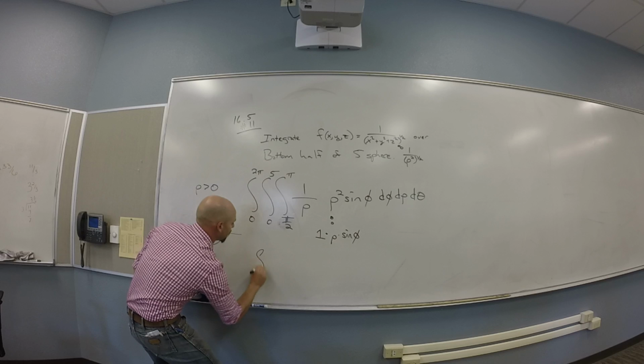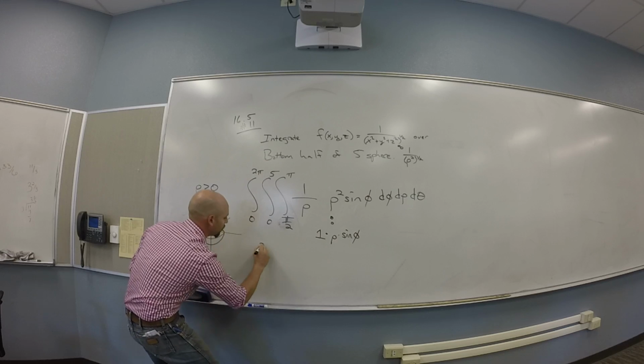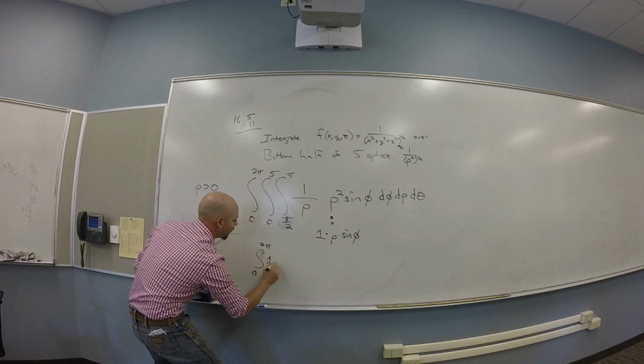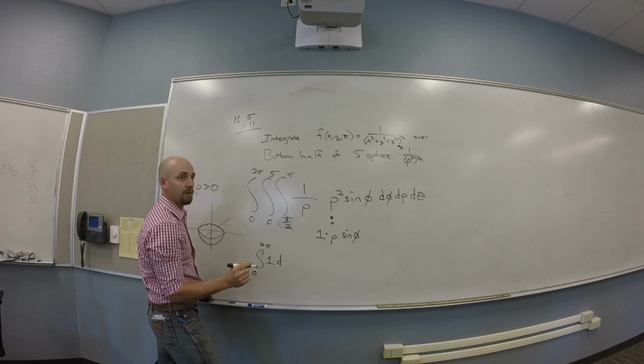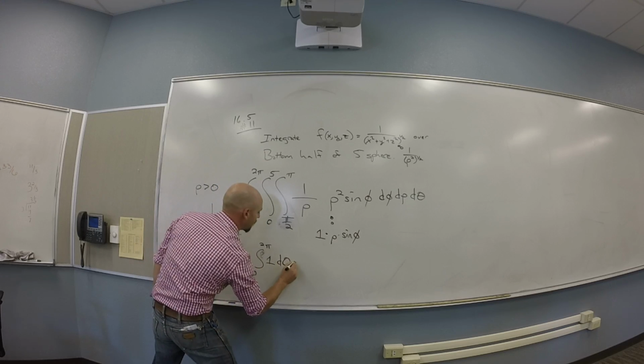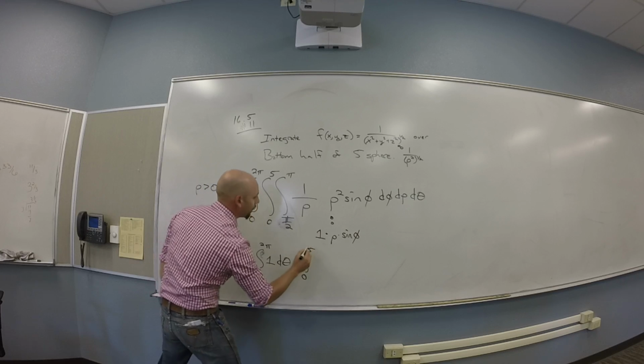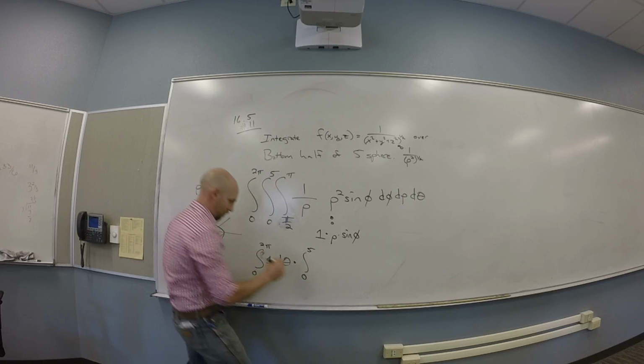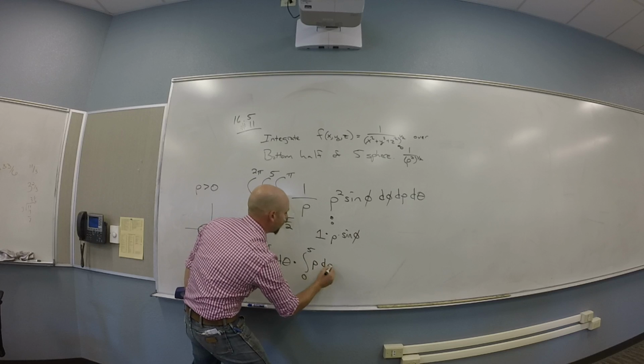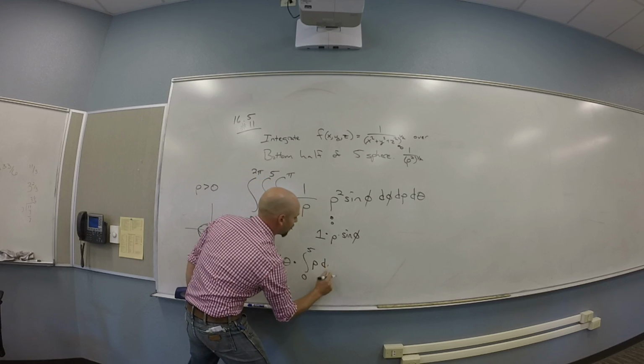You guys all with me on that? So I'm going to break this into the integral from 0 to 2 pi of 1 d theta, times the integral from 0 to 5 of rho d rho. Oops, that's not a rho, that's a p.